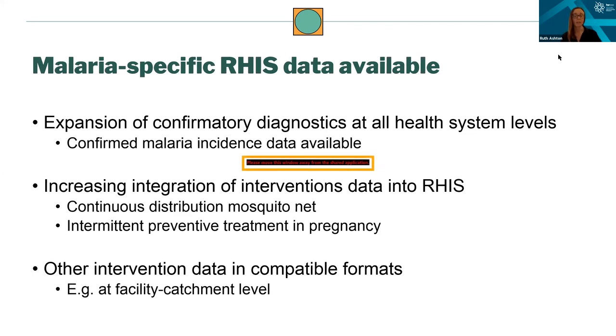So in malaria, indicators that we see increasingly being available are things like numbers of mosquito nets being distributed through continuous methods. So this might be nets being given out during routine vaccination campaigns or being given to pregnant women during their antenatal visits. And we also have data on other interventions such as intermittent preventative treatment in pregnancy. So this RHIS ecosystem is really starting to be able to give us lots of different indicators that are useful when we're looking at malaria impact analyses. Next slide.